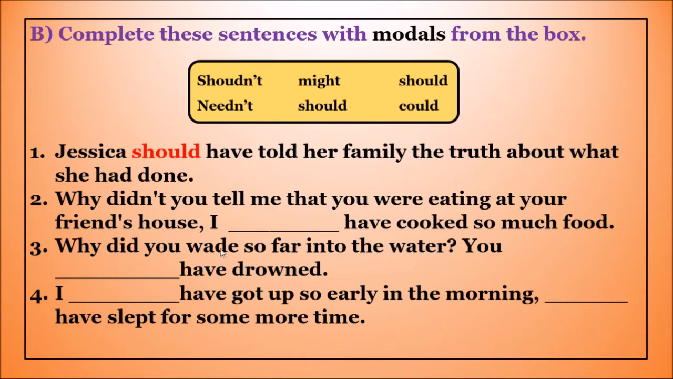And for the third one, why did you wait so far in the water? You might have drowned. Fourth one, I shouldn't have got up so early in the morning. I could have slept for more time. So these are the 4 questions, children, and 5, 6, 7, 8, 9, 10.